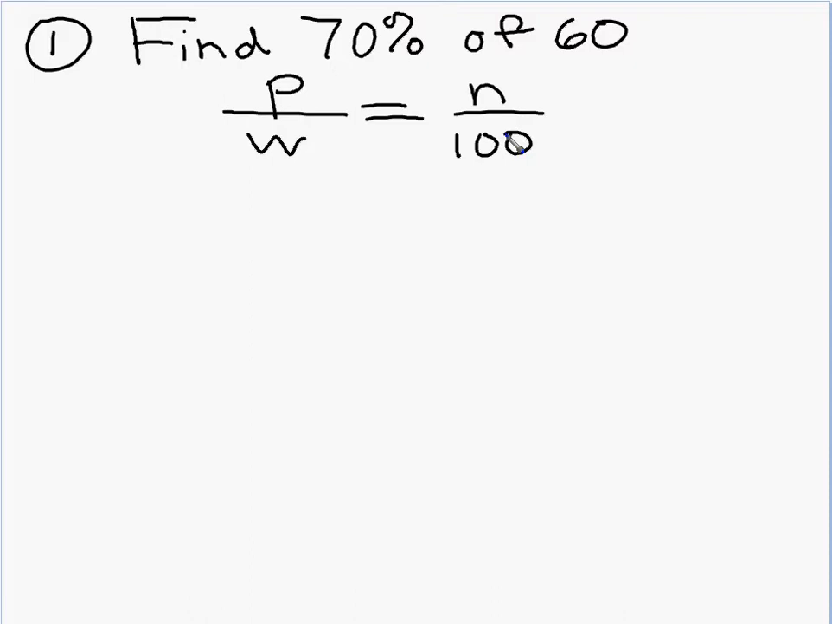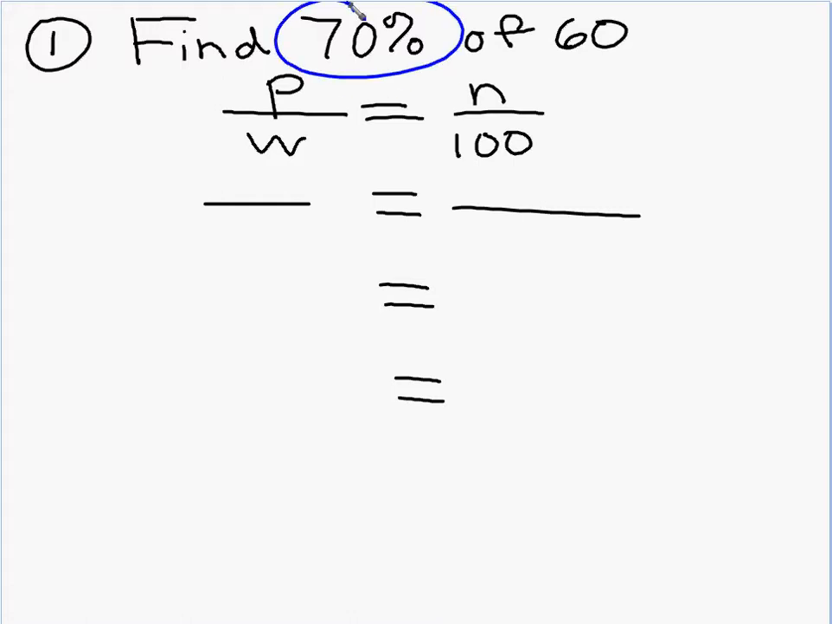Notice this is an equation. So we're going to use algebra steps, and we're going to keep this thing an equation. We're going to work down the paper, and we're going to keep it an equation. So the first thing we need to do is fill in the blanks. As I look at this problem, don't I have a percentage, 70%? So where do you think the 70 goes? The 70 goes for the n. Isn't a percentage out of 100? So the 70% goes where the n is.